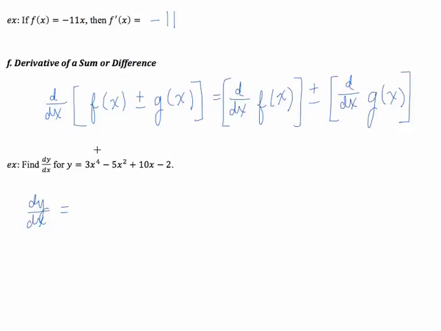So for the derivative of 3x to the 4th, we bring the 4 down and we multiply it times that 3 to get 12 times x to the power of 4 minus 1 is 3, minus the derivative of the next term. We bring the 2 down and multiply it times the negative 5 to get negative 10 times x to the power of 2 minus 1 is 1. Plus the derivative of 10x, that's an example of this, it's just plain 10. And the derivative of a constant by itself is actually 0. So just cleaning it up a little bit here, dy dx can be written as 12x cubed minus 10x plus 10.